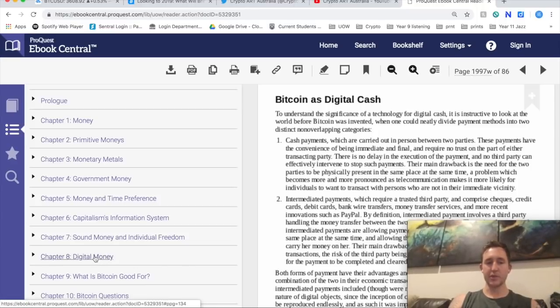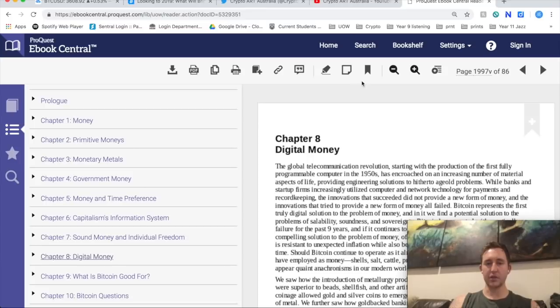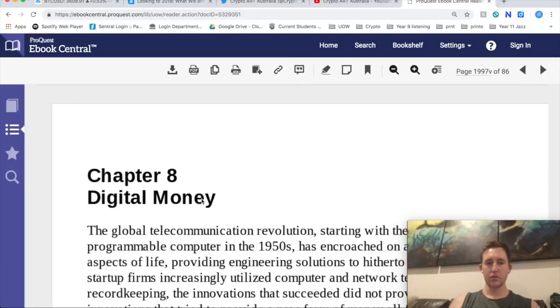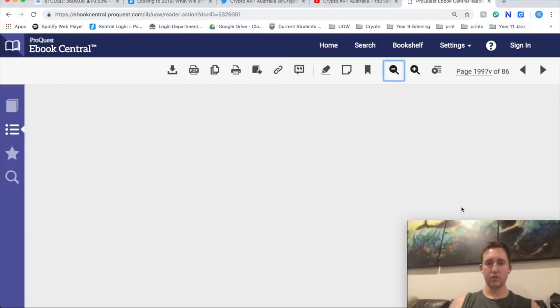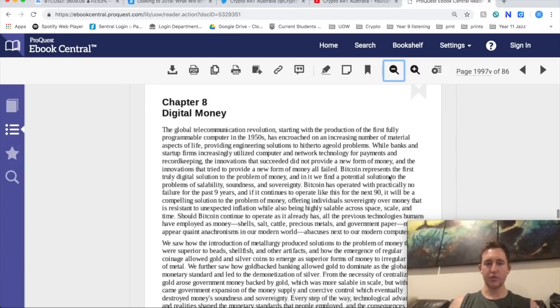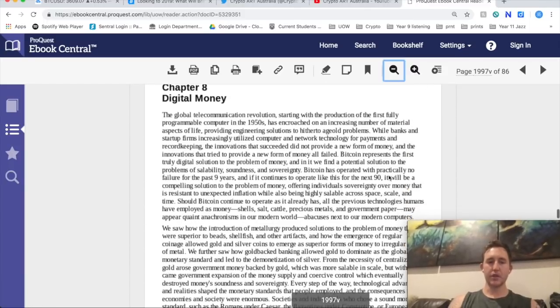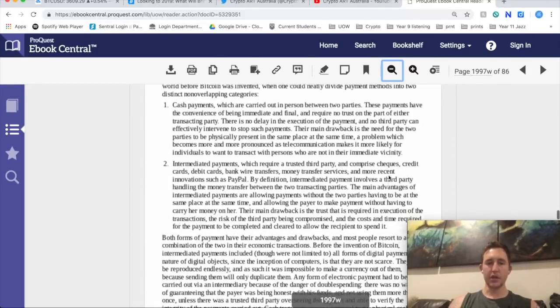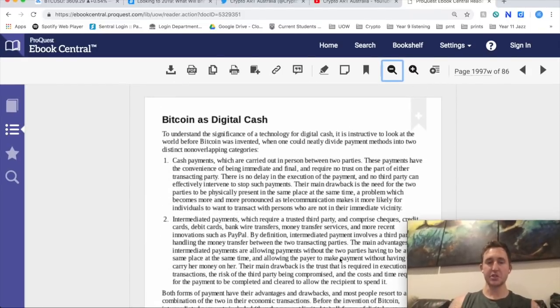So looking at chapter 8 in particular, that's part of our reading list today. We can just zoom in on that one. And I might even just highlight a few things. So there's a really important chapter here on digital money, and in particular it introduces Bitcoin as digital cash.